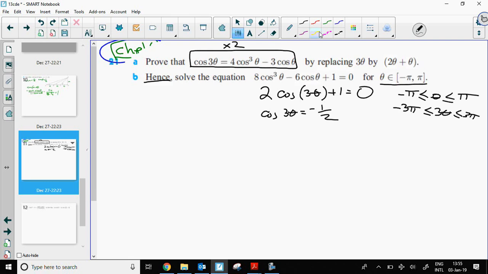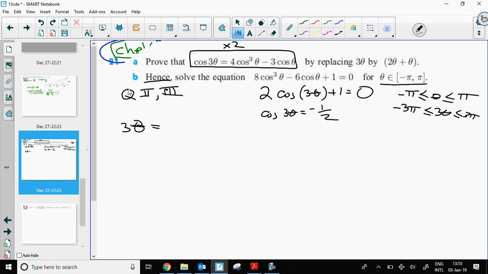Okay, so since we know that the cosine value is going to be negative, that tells us that we need to be in quadrants 2 or 3. This is for 3 theta only. Okay, so let's figure out what 3 theta is going to be.